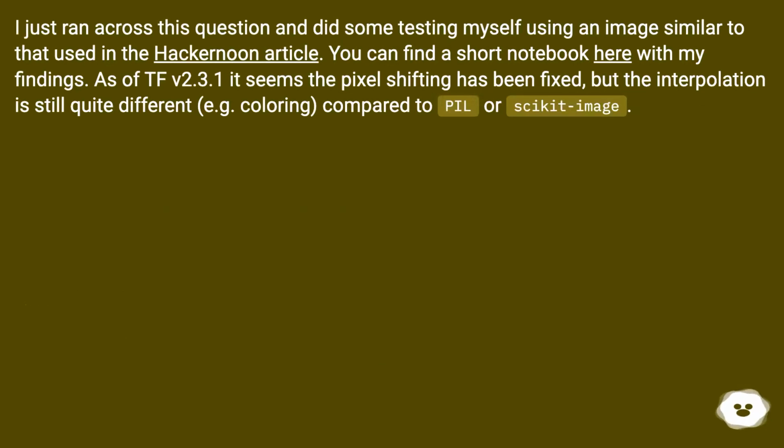I just ran across this question and did some testing myself using an image similar to that used in the HackerNoon article. You can find a short notebook here with my findings. As of TF version 2.3.1 it seems the pixel shifting has been fixed, but the interpolation is still quite different, for example coloring, compared to PIL or scikit-image.